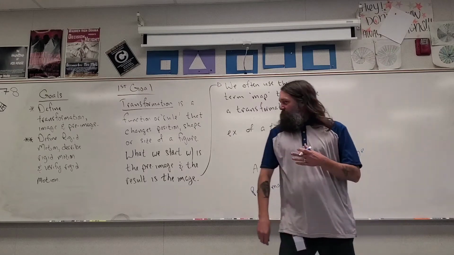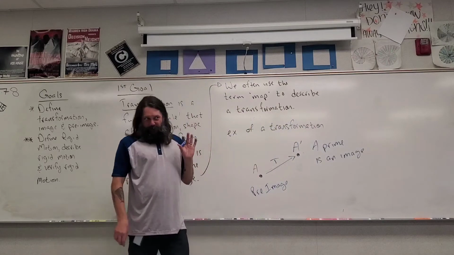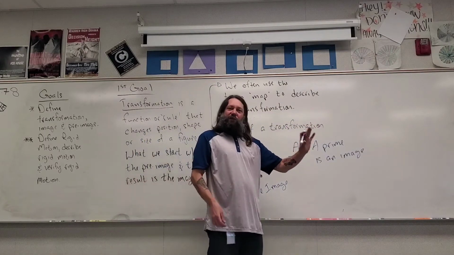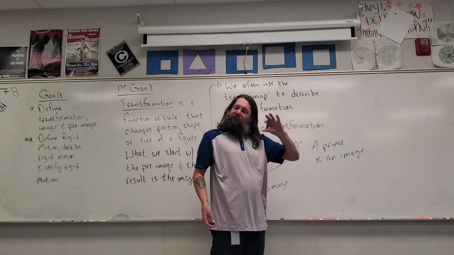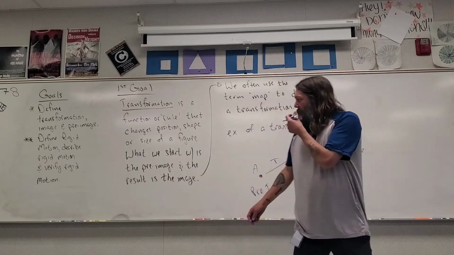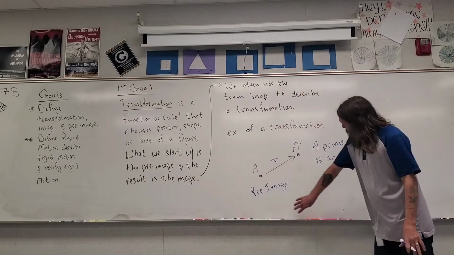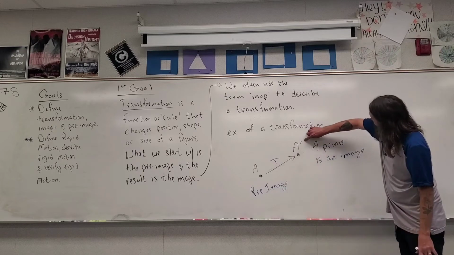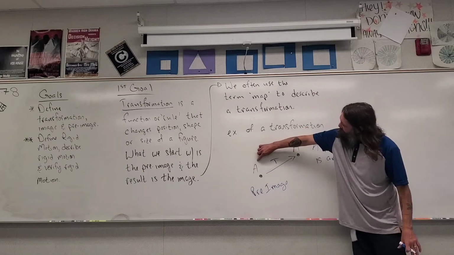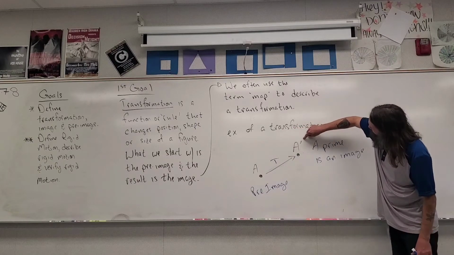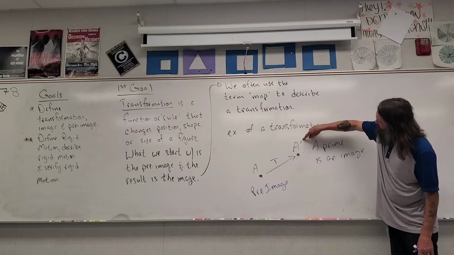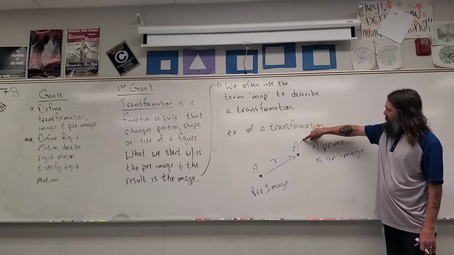Now again, a transformation is a very fancy way to say how you move an object. It can move, it can rotate, it can flip. We'll get into that later. But again, this is a pre-image. I know I ended up here. I know I started here. There's no mark here, this is where I started. There's a mark, which we call a prime, and this tells me that this is where we ended up.